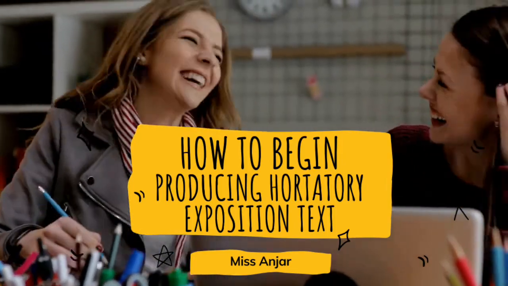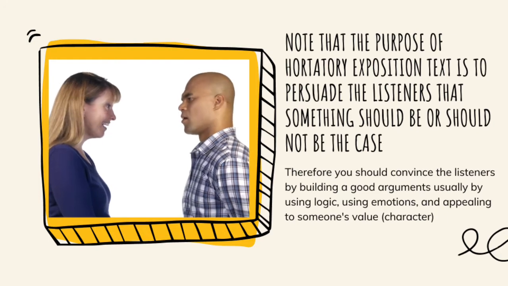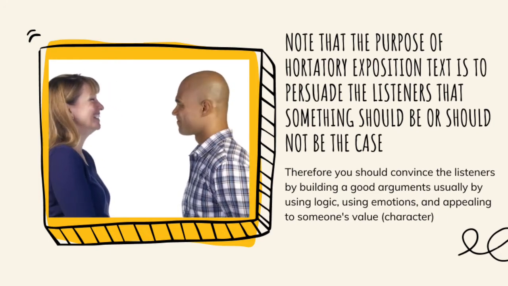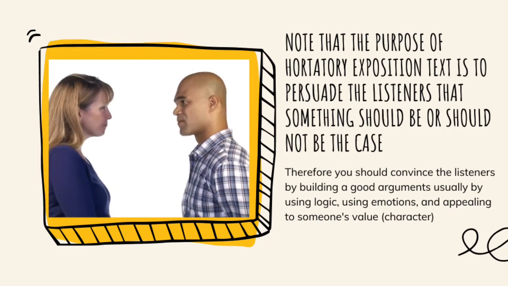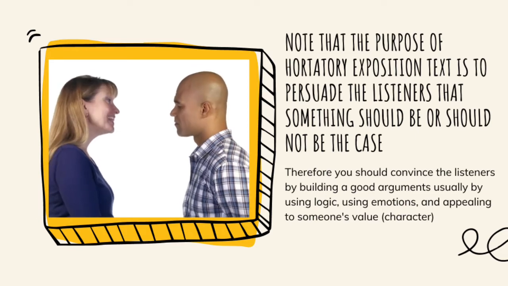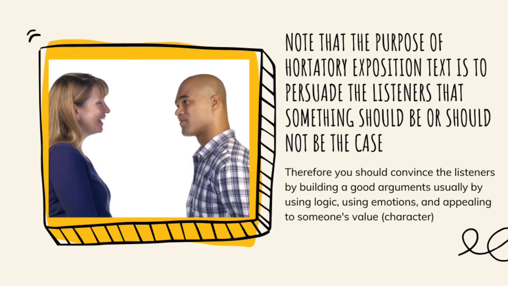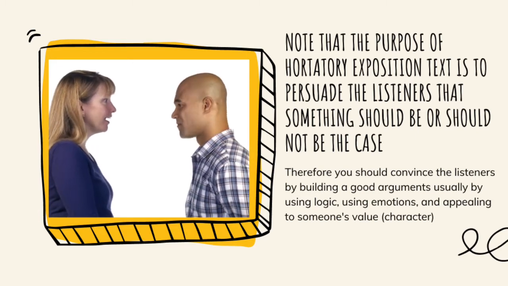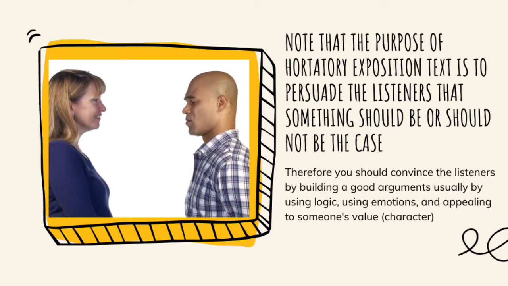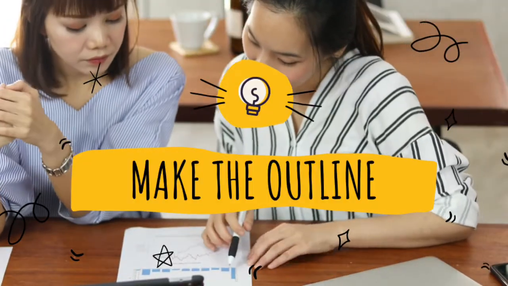Please keep in mind that the purpose of hortatory exposition is to persuade the listeners that something should be or should not be the case. Therefore, you should convince the listeners by building a good argument, usually by using logic, using emotions, and appealing to someone's value or character. As you have watched the video speech, that's also one of the examples of hortatory exposition text.